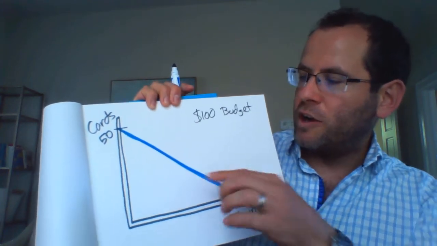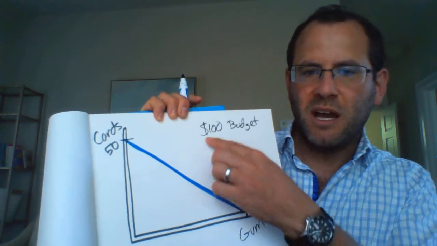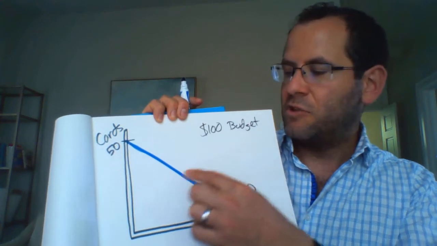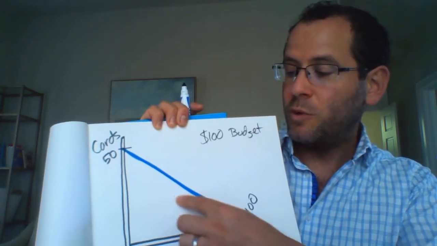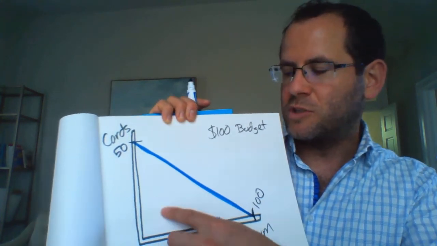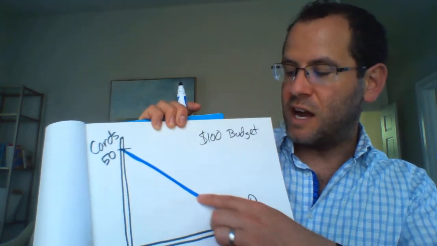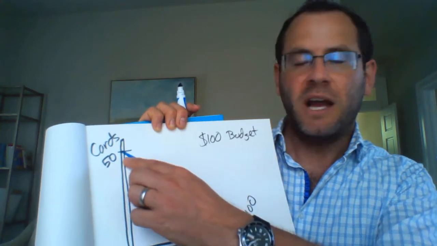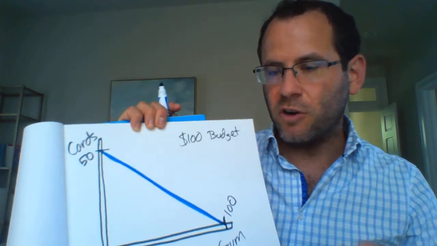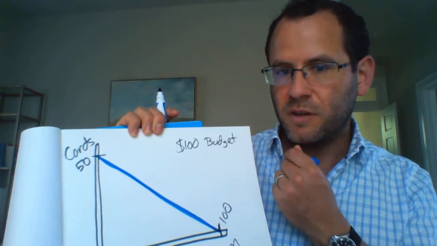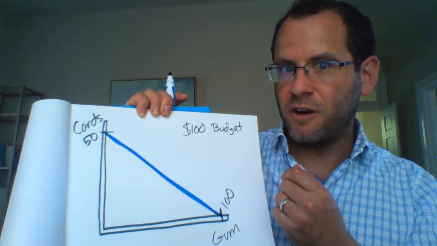And now we know if there's anything out here, that's beyond what we can buy with our budget. If there's anything inside of here, we can buy that. That's in what we call our opportunity set, but we could buy more. If we're right along the line somewhere, that means we're buying as much as we possibly could given our current budget of $100. Okay? Everyone with me so far?